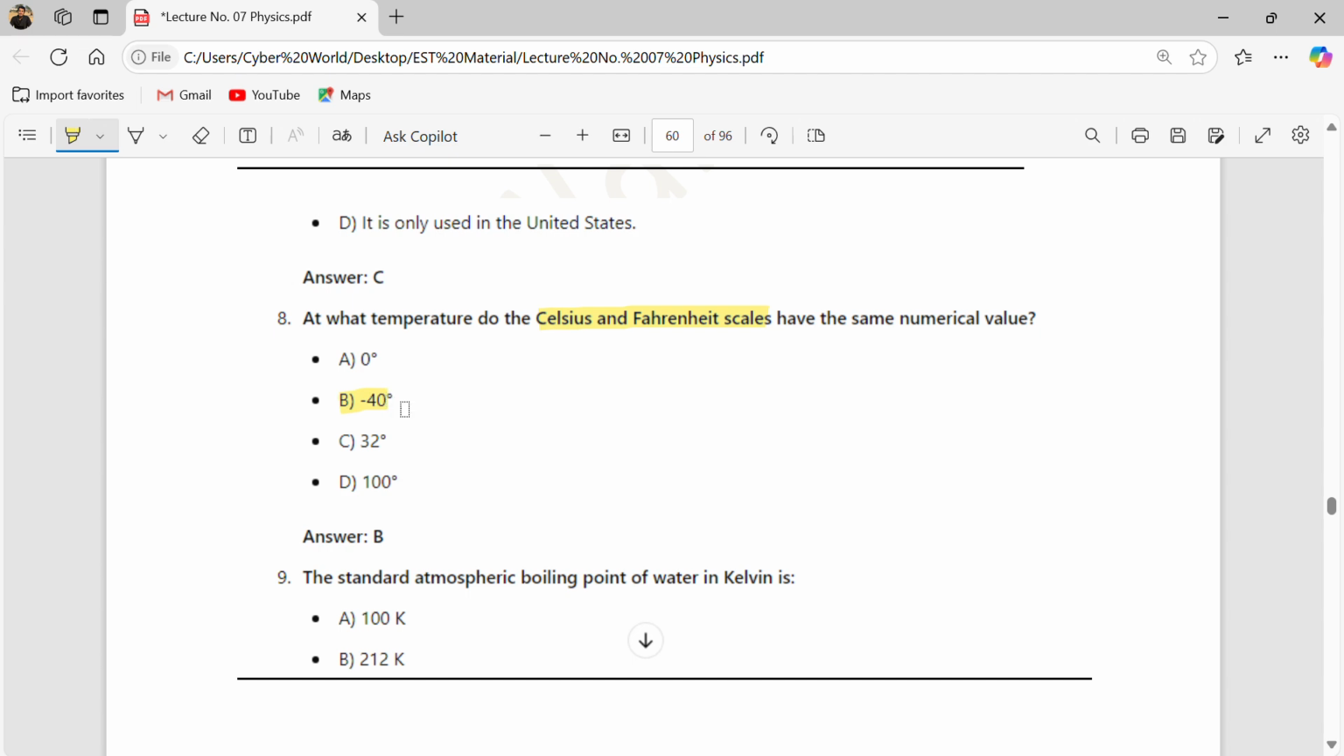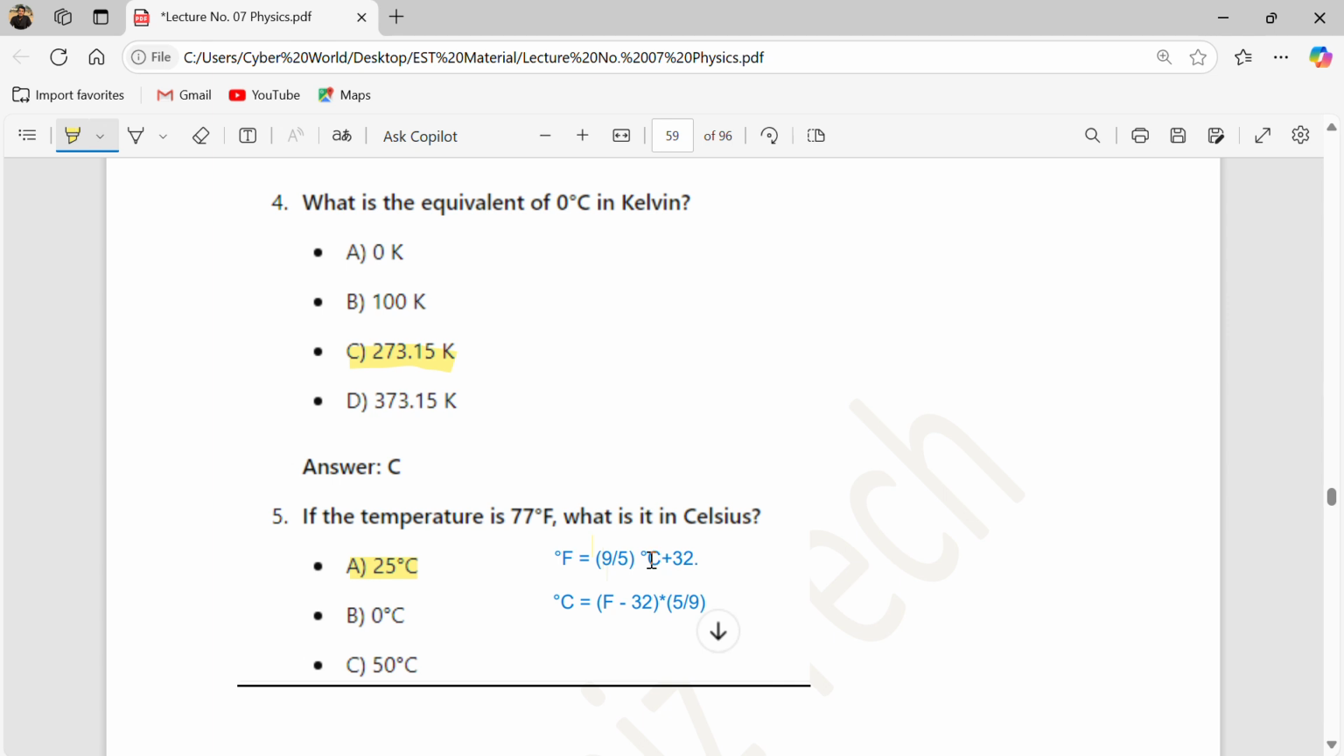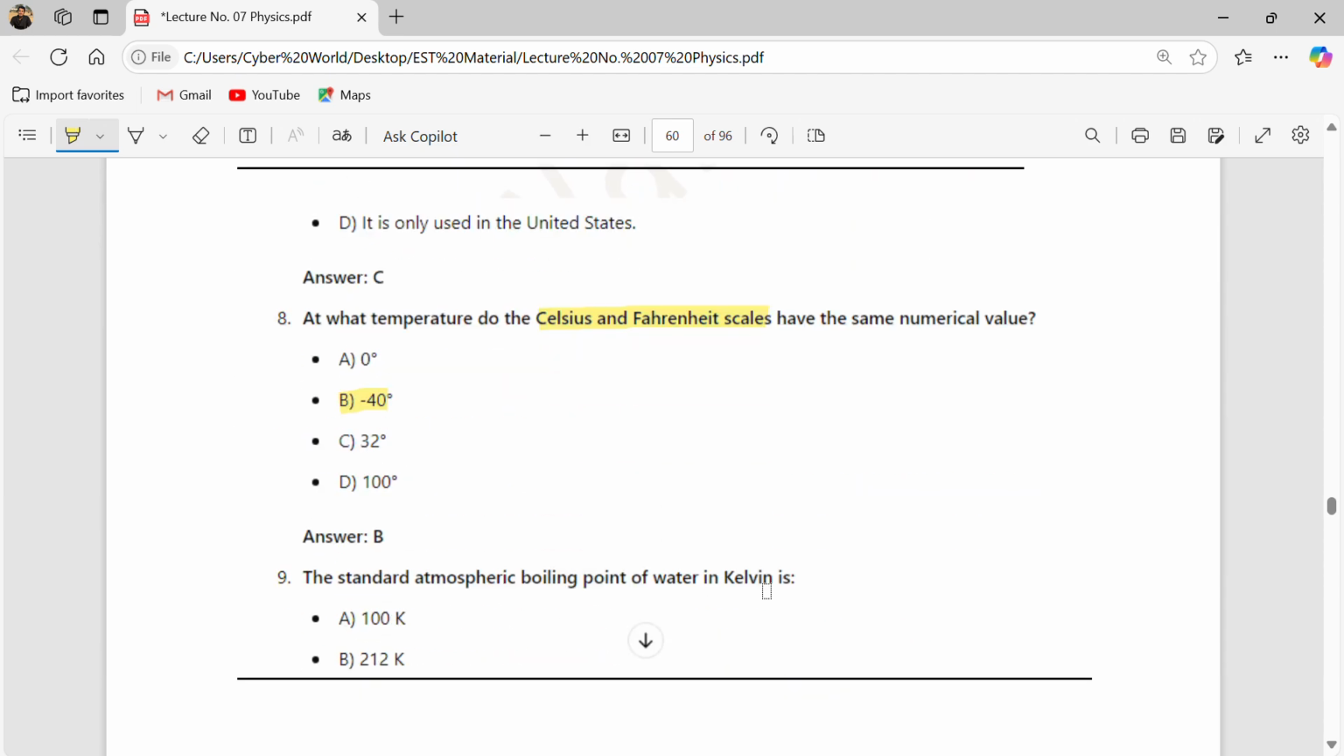Okay, keep this in mind. You can check this by putting the values in. If you put the Celsius value minus 40 here and the Fahrenheit value minus 40 here, you will get minus 40 and minus 40. So the numerical value is also the same. Celsius and Fahrenheit both give the same numerical value at minus 40 degrees.